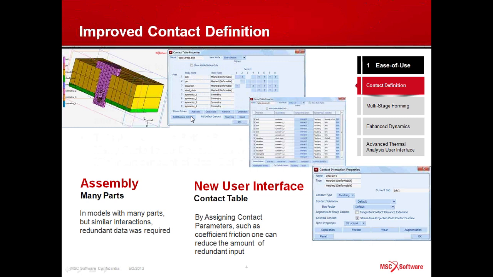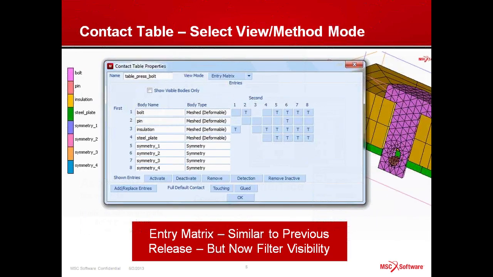I think everybody's familiar with the way we treated the contact table in the past, and knew that there was a limitation when there were more than 15 bodies. You had to do scrolling, and it was a little bit painful. So now there's a new contact table option, and within that option there are multiple ways for you to look at your data and to enter your data. The default one is very similar to what we saw in the past. It's called the View Mode Entry Matrix, and we see that it's the same. You would basically identify what's touched or what's glued.